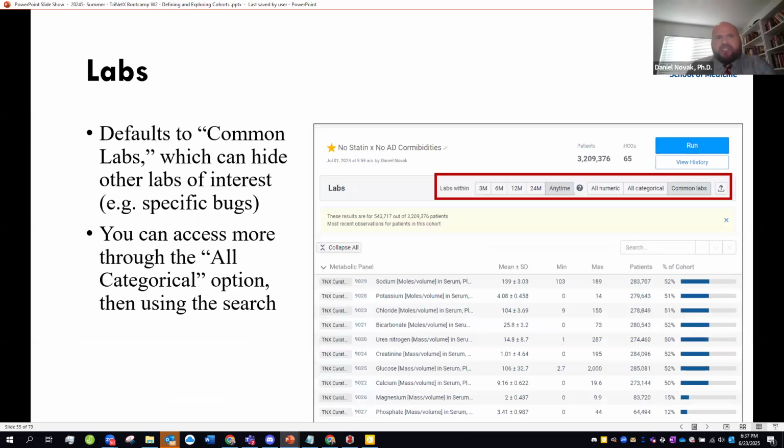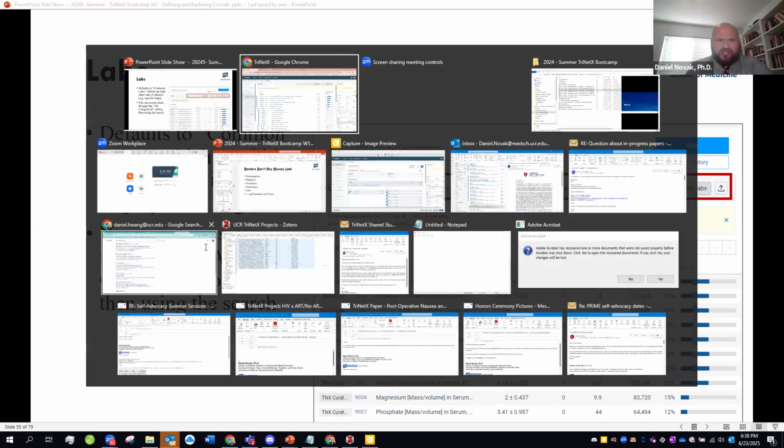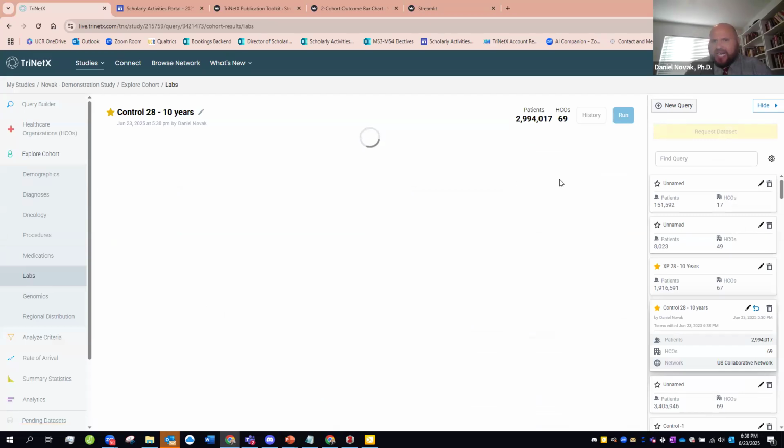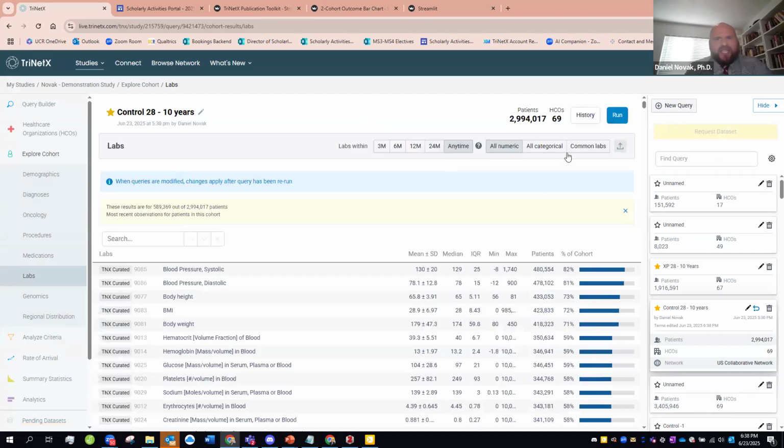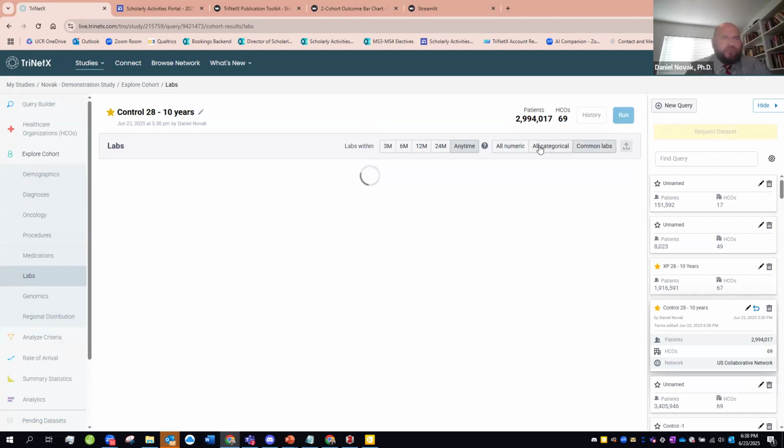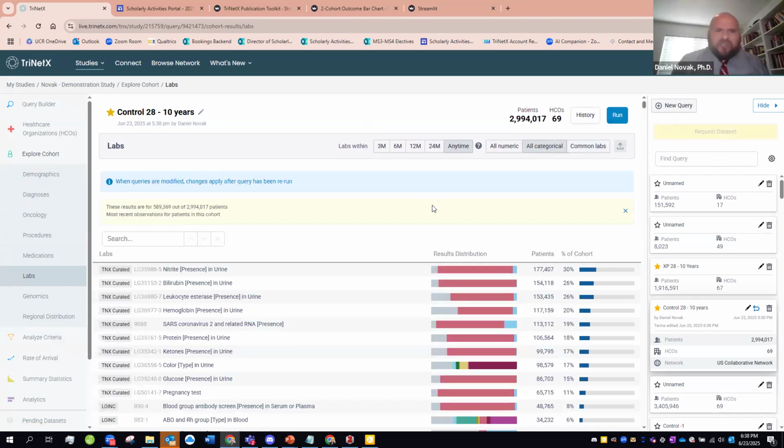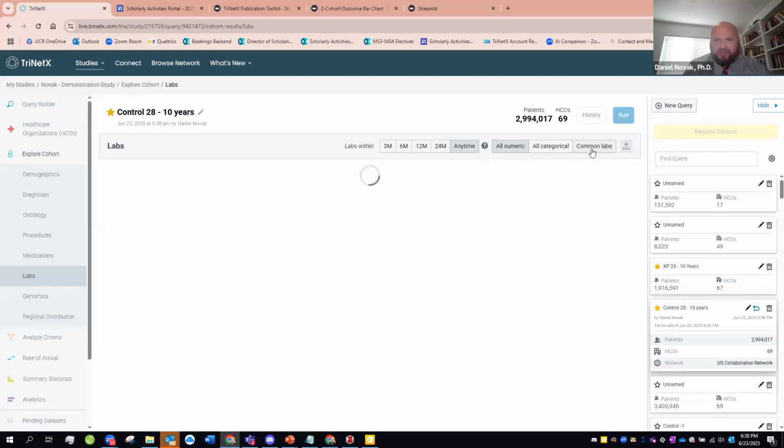Again, medications are grouped by types and use, and they can sometimes be broken out to make it a little easier to find things. Labs, as I said, you might want to switch. Let me revisit this really quickly. In your labs function, you may find that you can't find the exact lab you're looking for. It's because a lot of times this defaults to common labs, when what you really want is all labs categorically. So rarer labs, things that are not as commonly used, you would need to find under the all categorical or all numeric labs, as opposed to just the common labs.